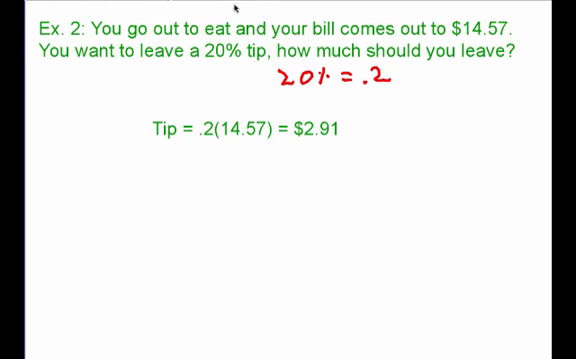Now this question is not asking us for the total. It's just asking us how much we leave for a tip. So this is my answer right here, $2.91. All we did is take our percent, turn it into a decimal, multiply it by our price. Since we weren't asked for a total, all we had to do is figure out what the tip is.